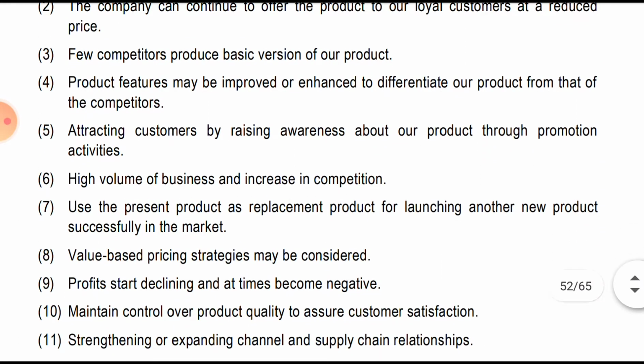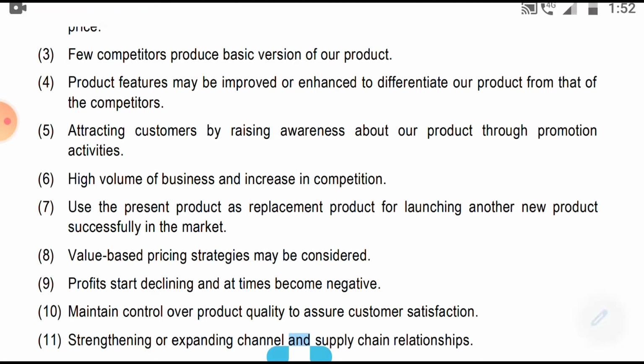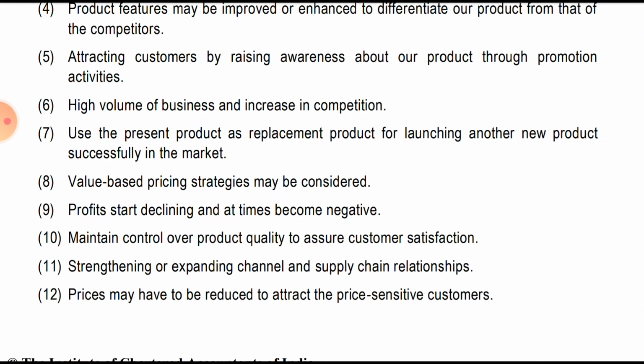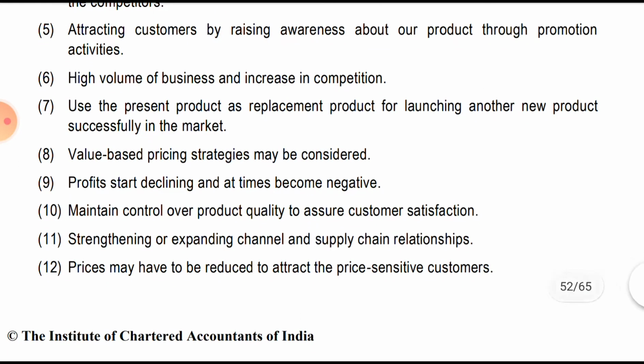Then high volume of the business and increase in the competition. High volume means growth, and increase in competition also indicates a growth stage. This is a strategy, no, sorry, a characteristic. Then use of the present product as a replacement product for launching another product successfully in the market. This is first of all a declining stage, and it is a strategy. Then value based pricing strategy, value based, so it is basically growth.